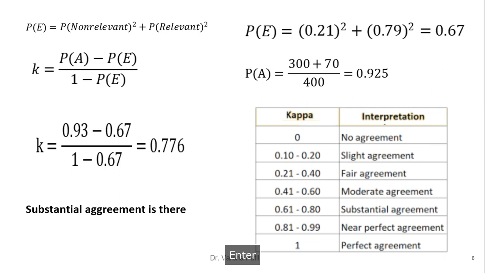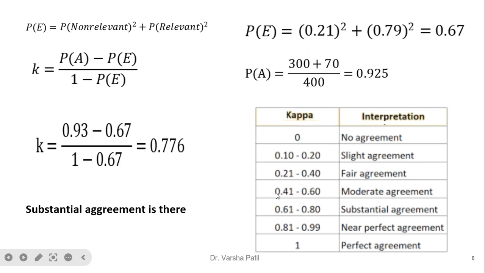Now we need to calculate the P of E, which is equal to non-relevant squared plus relevant squared. So we simply square, and the value is 0.67, and after that we put the value into the formula and we get 0.776.